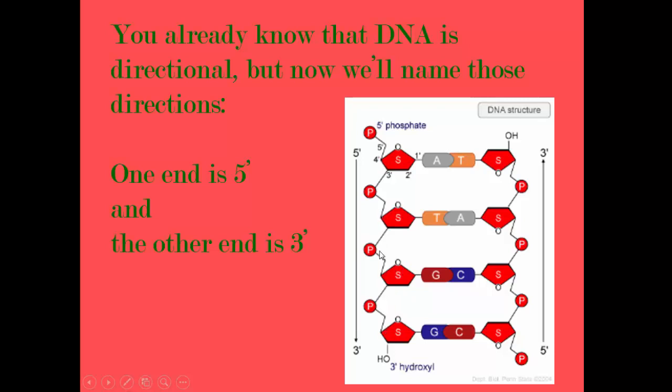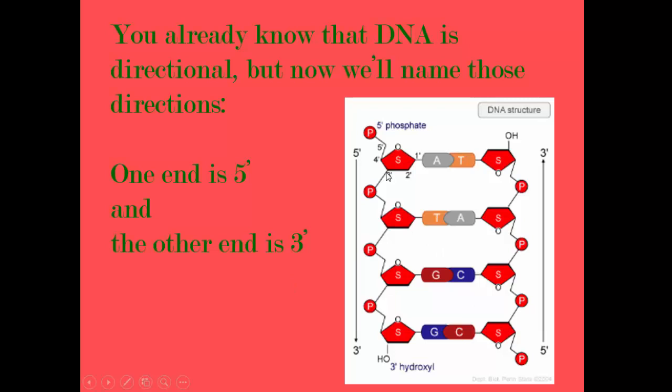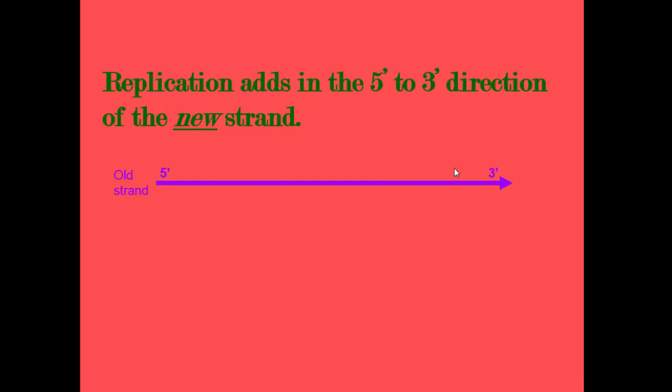So it's important to know which direction each strand is running because there's an important rule. Replication is going to add in the 5' to 3' direction of the new strand. Now, I do not expect for you to remember molecularly what it looks like at the 5' end and what it looks like at the 3' end. I will tell you where 5' is and where 3' is on a given strand. You need to remember that you need to add 5' to 3' of the new strand.